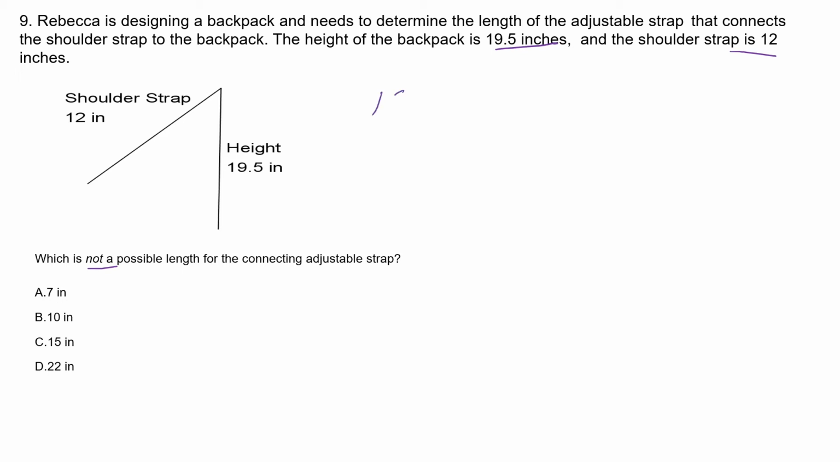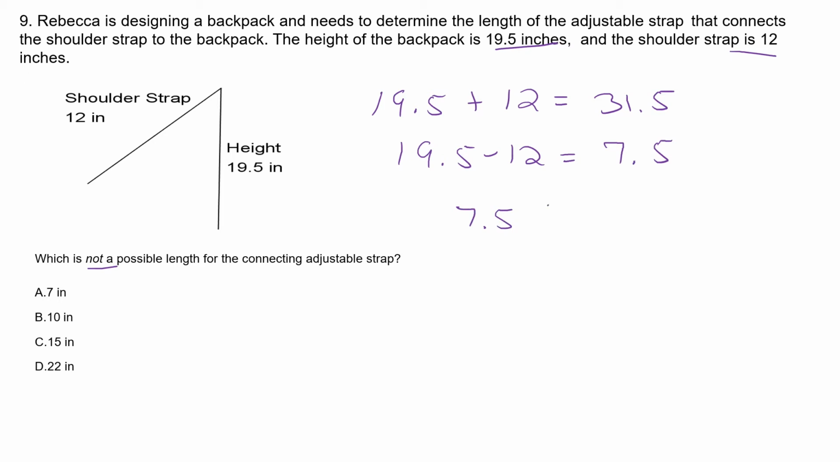And so I'm going to add 19.5 plus 12. And that gives me 31.5. Then I'm going to subtract 19.5 minus 12, and I'm just getting a range. That gives me 7.5. And so the range of that third side, I'm just going to use X, will have to be between 7.5 and 31.5. So it has to be in between these 2 numbers.